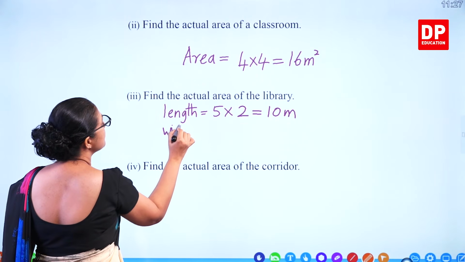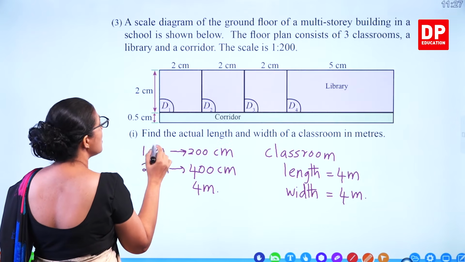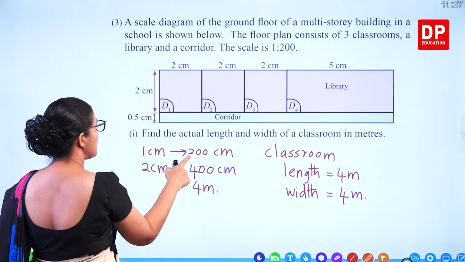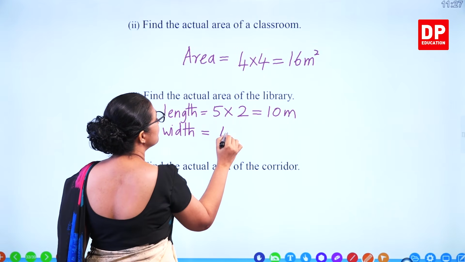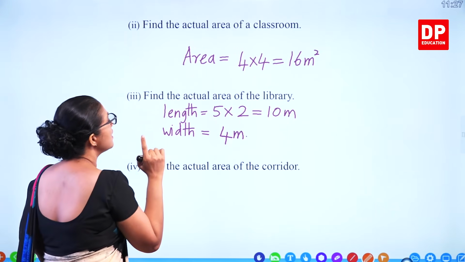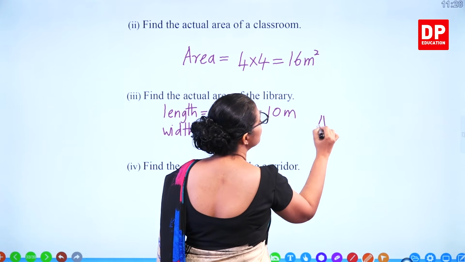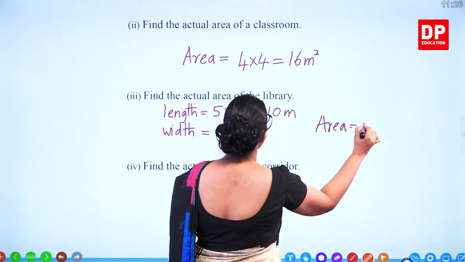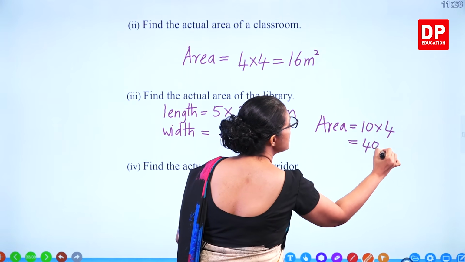So what's the width? Width is 2. So that means 4 meters there. So what's the area of the library? Area becomes 10 times 4, 40 square meters.